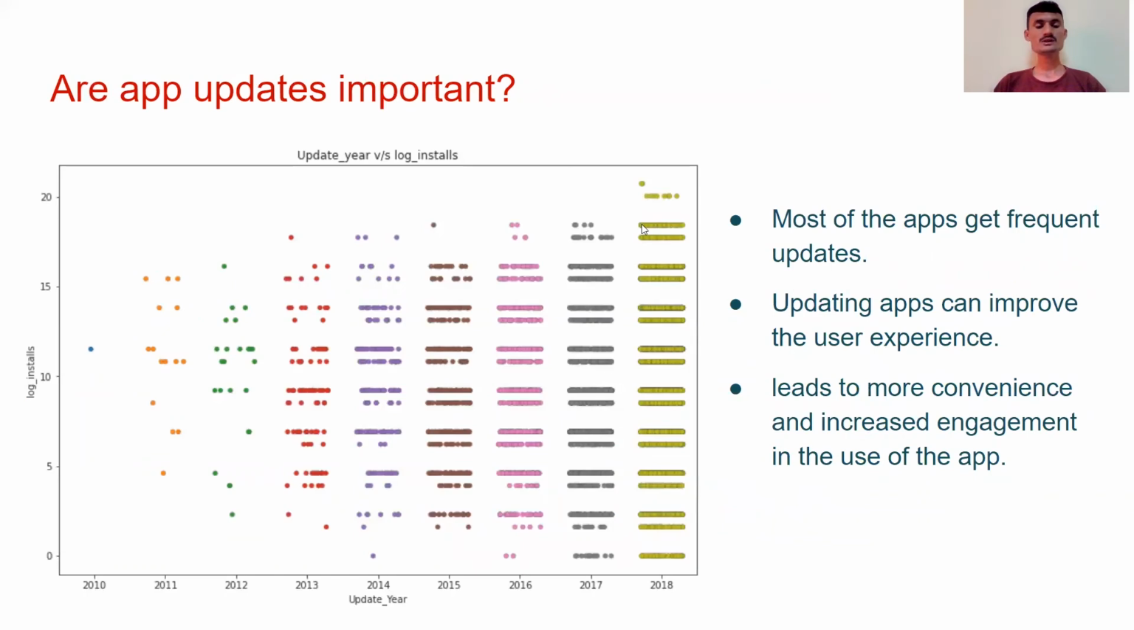Here we can see the relation between installs and the updates, how the app updates are important. Updating an app can be a way of interacting with the users. We can see most of the apps get frequent updates. Updating the apps can improve the user experience, and it can lead in increasing the user engagement of the app.